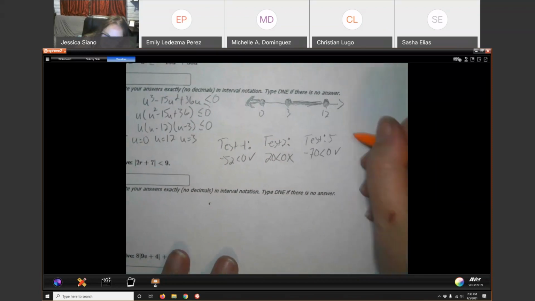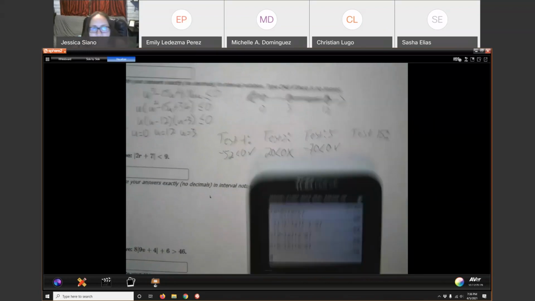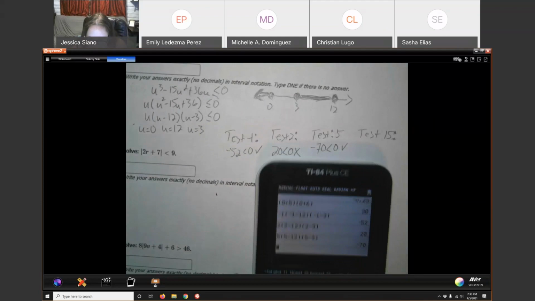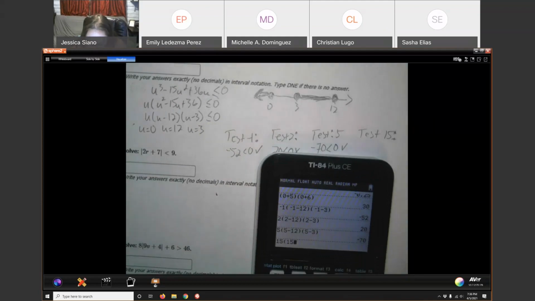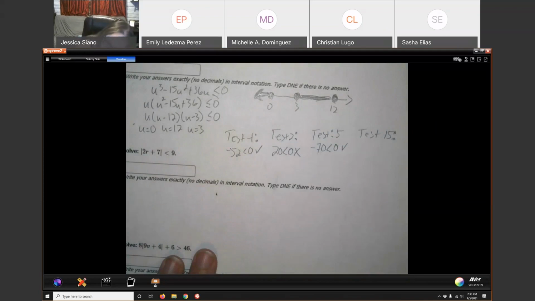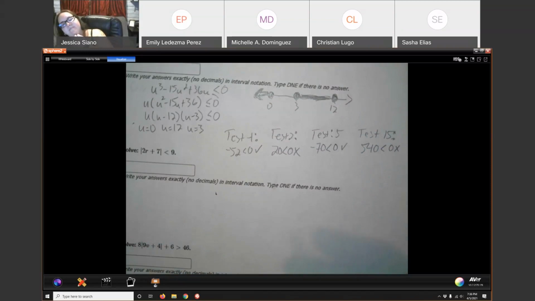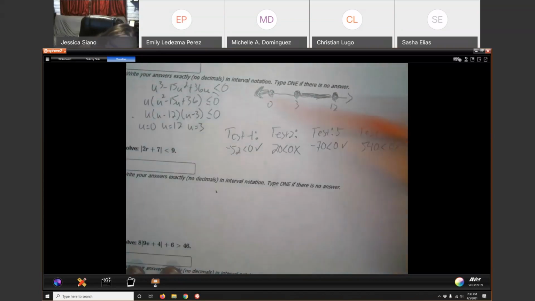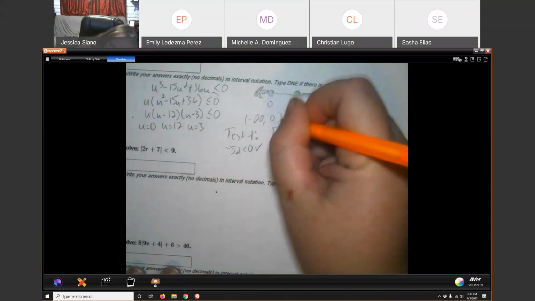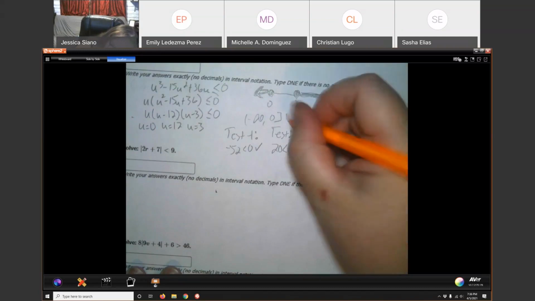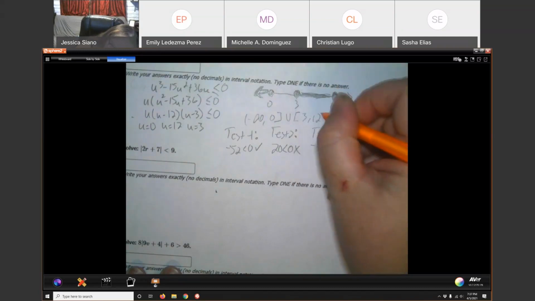And then last but not least, let's check a number greater than 12. So how about 15? Plug in 15. 15 minus 12, 15 minus 3, 540. Oops, so I'm not going to shade in that section. And so then I'm going to turn this into interval notation. Negative infinity to 0. And 3 to 12.